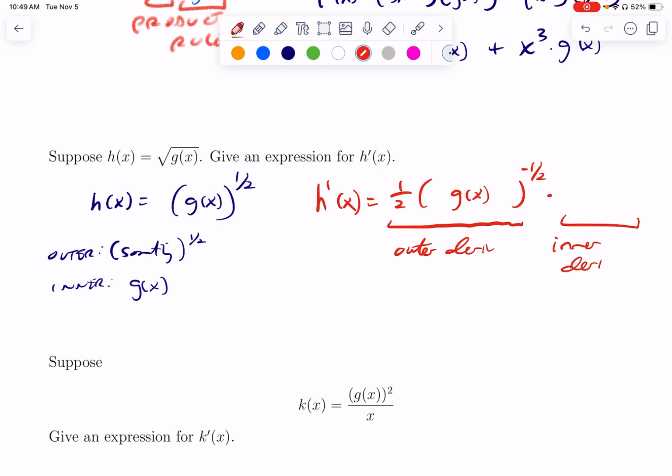So what would be the name for my inner derivative? If my inner function is called g of x, then my inner derivative is called g prime of x. And we could simplify this if we like. I'm just going to leave it that way. It's an expression. We don't know specifically what these functions are, but we're seeing how the derivative of h is related to the derivative of g.